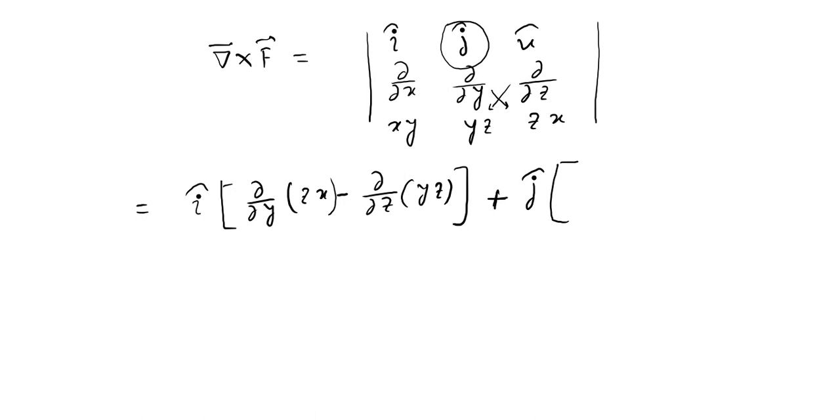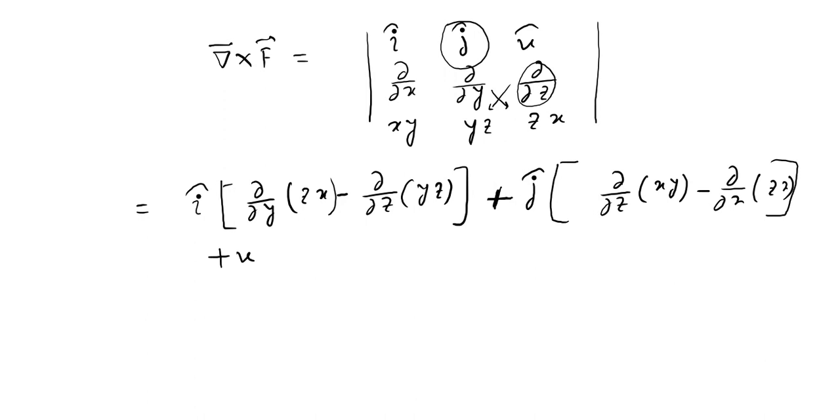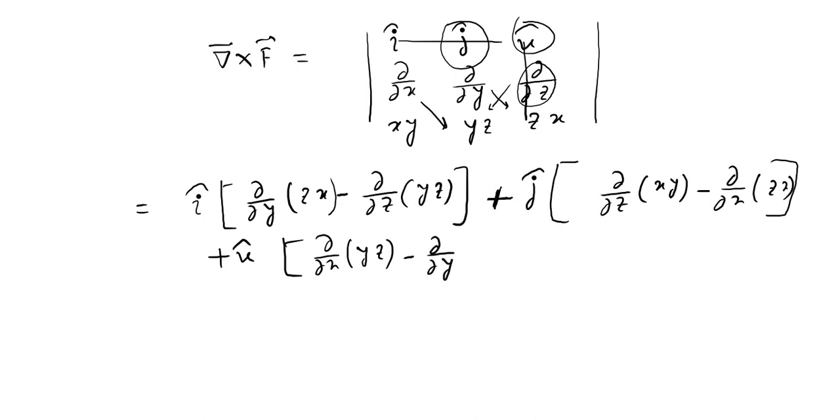So if we take this j cap and here is the plus symbol, then I have to take from the right side. So it will be del del z of xy minus del del x of zx. But if you use this minus symbol here, then inside the bracket it will be alternative. Okay, plus k cap. So now I am taking this k cap. So this row and this column will be cancelled. Again from the left side, it is del del x of yz minus del del y of xy. Can solve it. This is the partial differentiation.